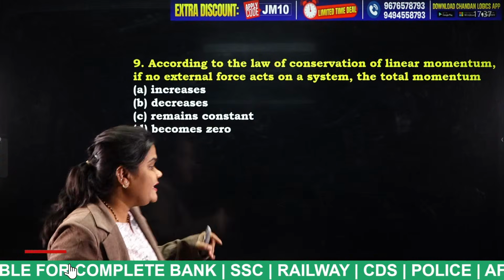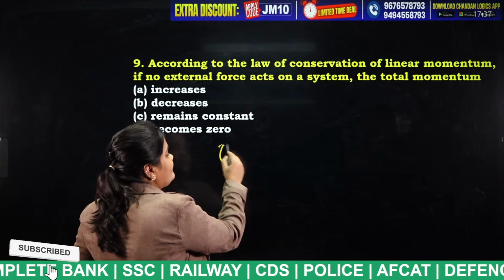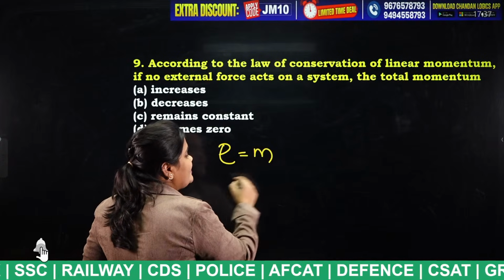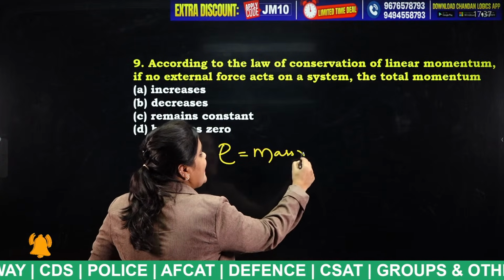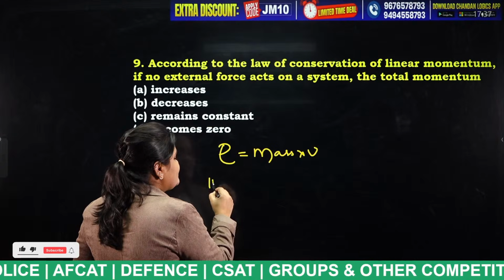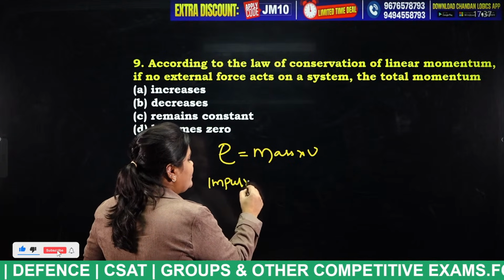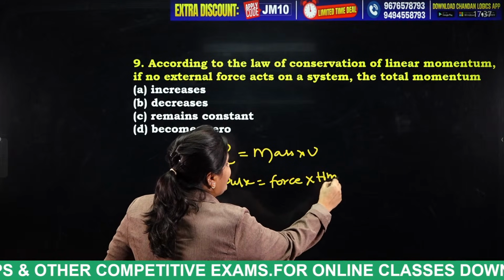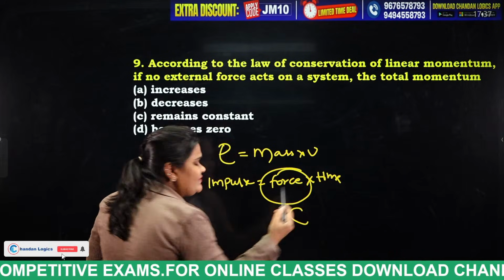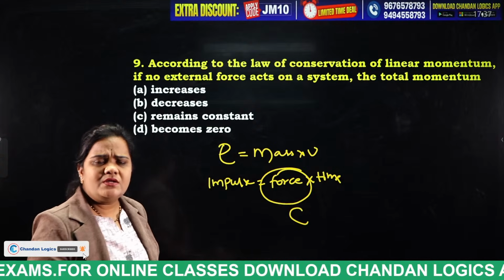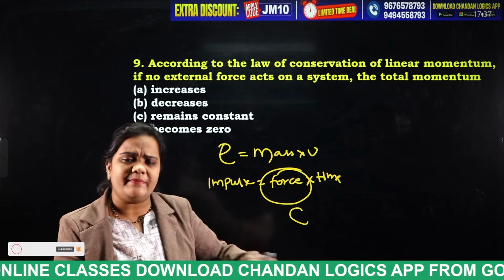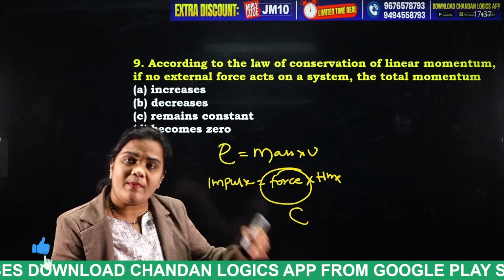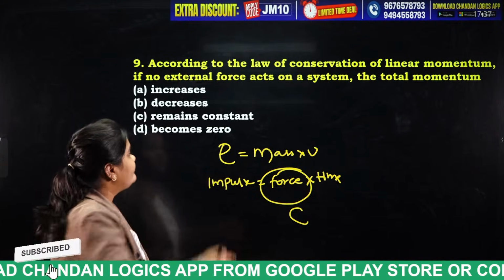Okay, so in general we have two types of momentum formula. One is p is equal to mass into velocity, and the other is impulse momentum. Impulse momentum is equal to force into time. They are saying that the force is constant. If the force is constant, how can the momentum be calculated? No, even then the momentum remains constant. Okay, done.